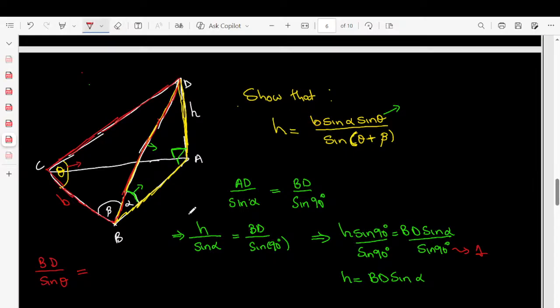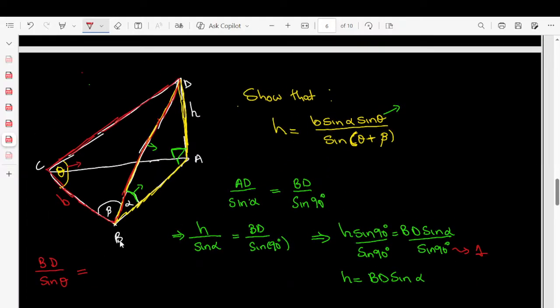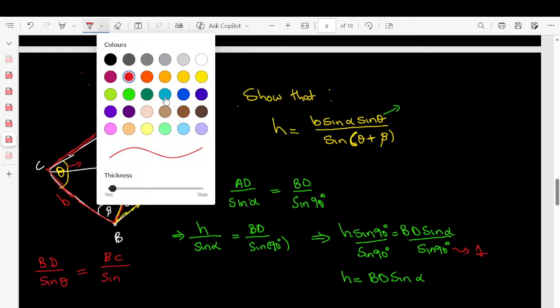So now BC, what is it? BC is small b. So I'm going to say this is equal to BC, everything divided by the sine of the angle that is opposite to that one. Let's find this angle. We need to find this angle. How are we going to find that angle? The sum of angles in a triangle. Remember, I have theta, I have beta. So to find that angle, what are we going to call that angle?